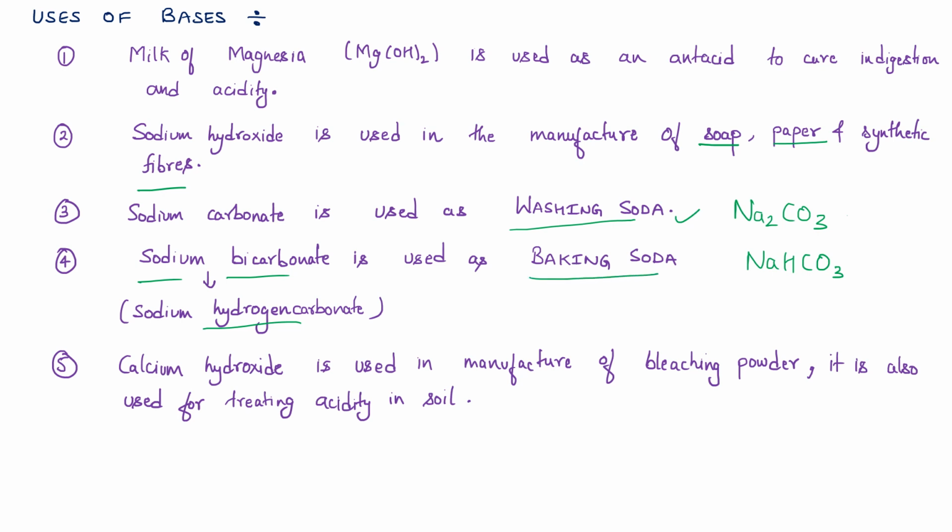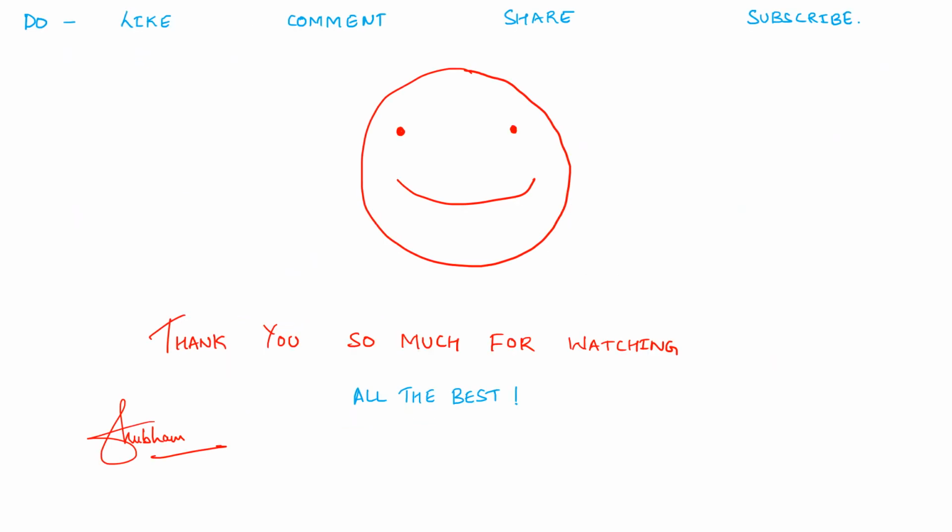Calcium hydroxide is used in the manufacture of bleaching powder. It is also used for treating acidity of soil. These are some common uses of bases in our day-to-day life which you need to learn. So that's all for today. We have completed the topic bases.